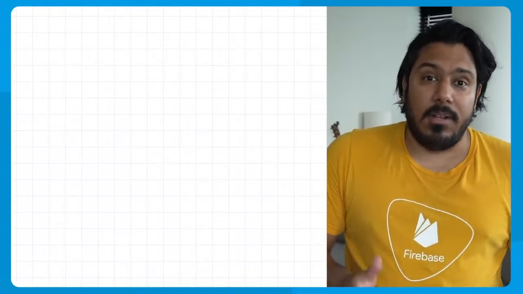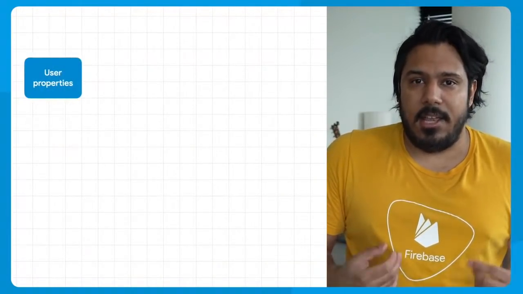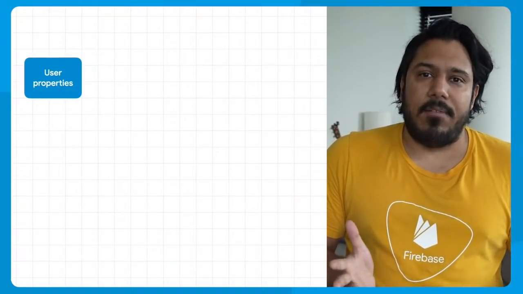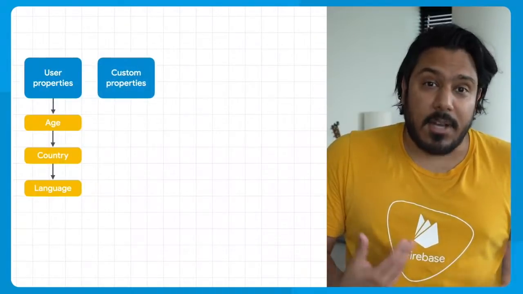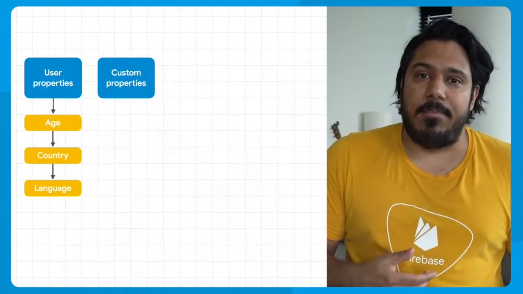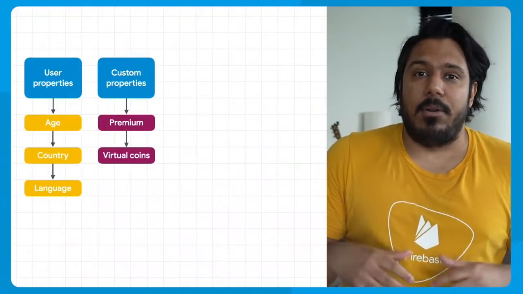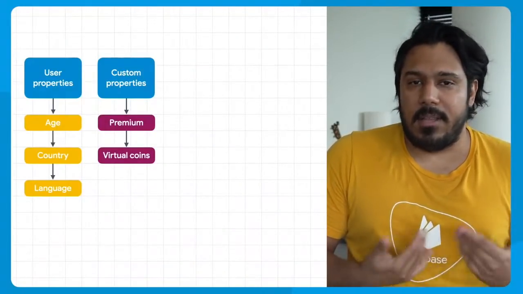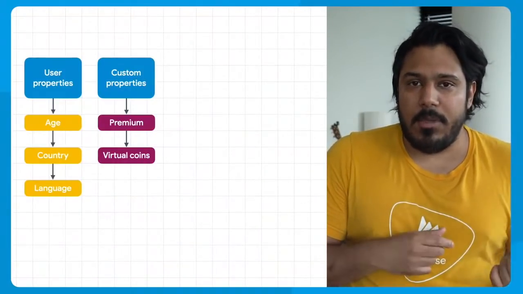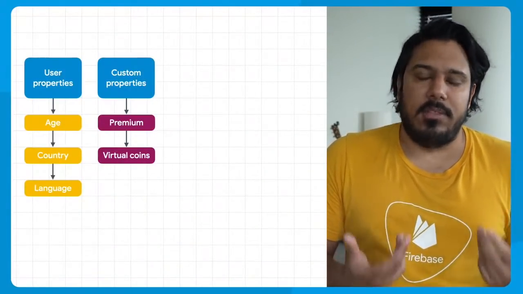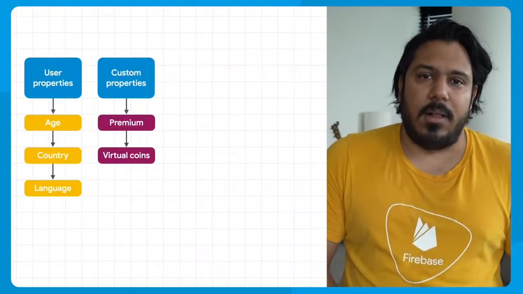For example, one dimension you can select from is the automatically collected user properties in your analytics data, such as demographics like age, country, and language. You can also select from custom user properties you've set up in your app. So let's say you have premium users in your app, or maybe you're collecting the amount of virtual coins your users have, like we do in Bingo Blast. You can set custom user properties to mark your premium users or gamers with more than 10,000 virtual coins, and include that dimension in your comparison as well.